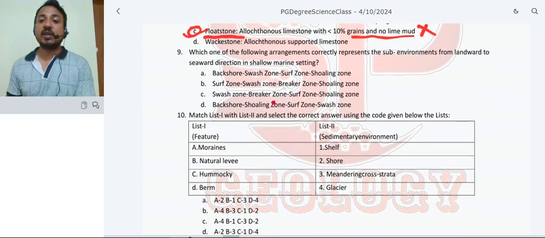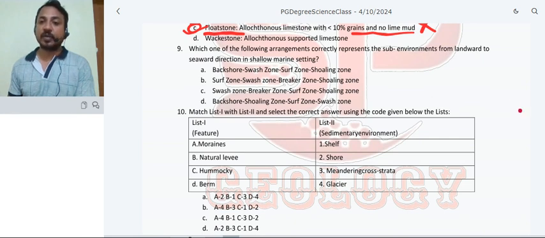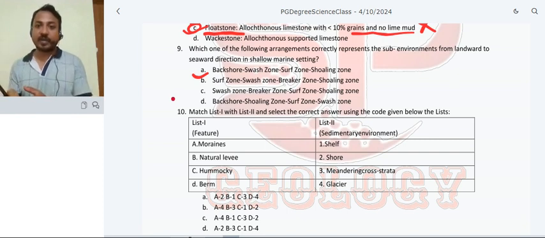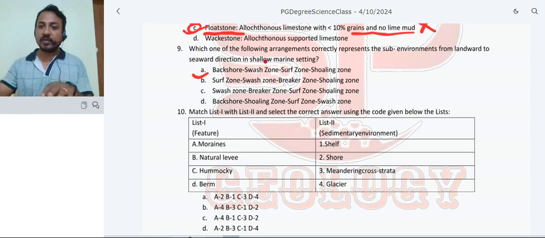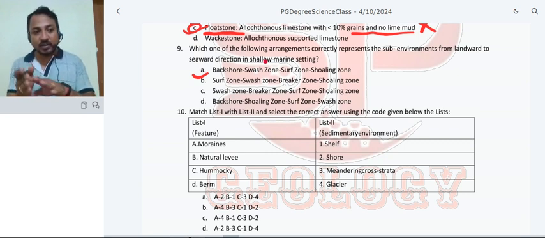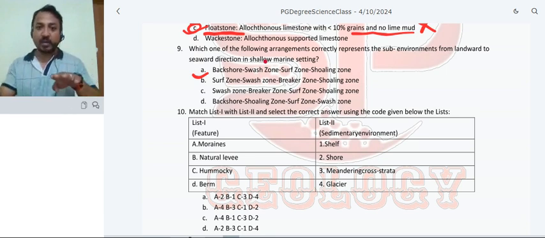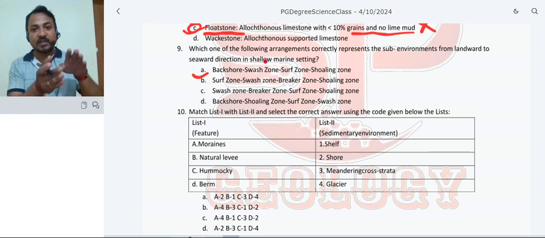Which one of the following arrangements correctly represents a sub-environment from landward to seaward? From land, you will first get backshore, then your swash zone, where the wave generally just moves to the top, then it will go back. Generally, where we roam near the beaches, the water comes to a slightly sloping up region, then it returns to the ocean. That region is called the swash zone.